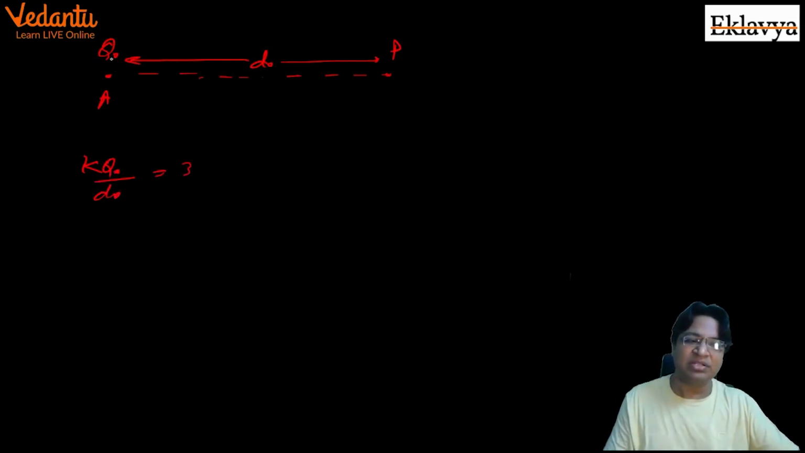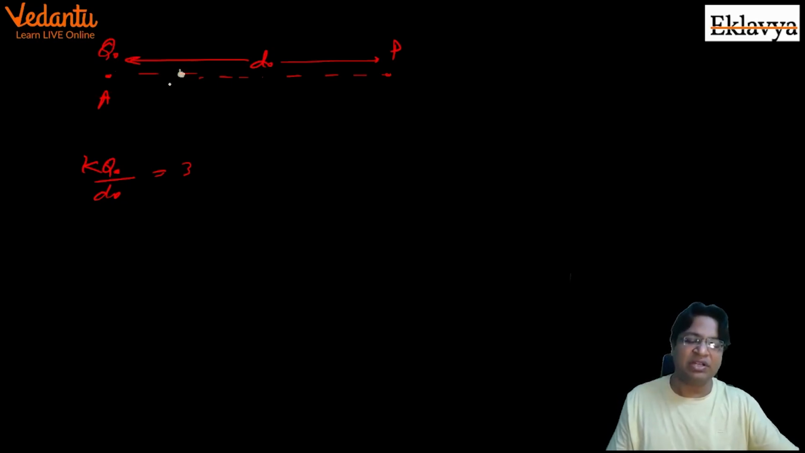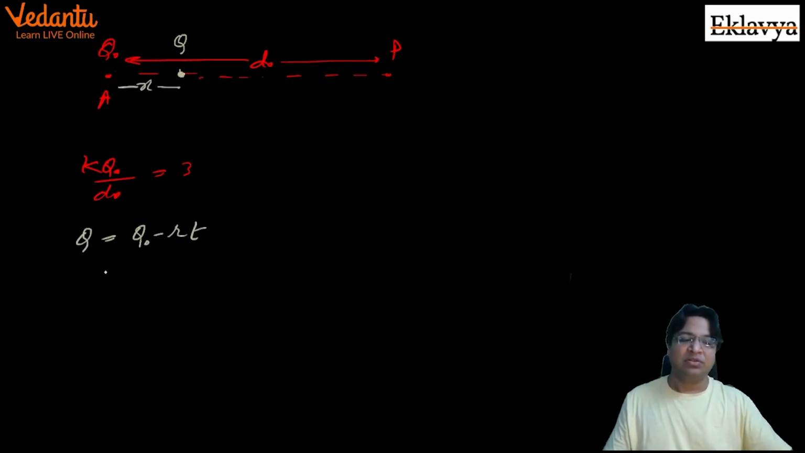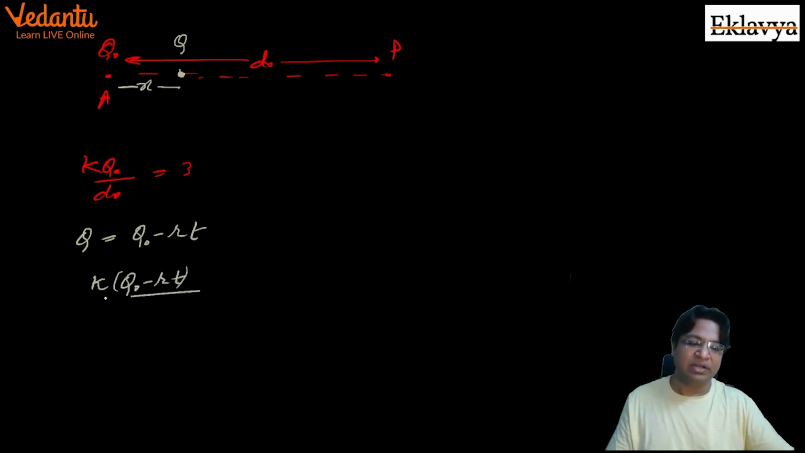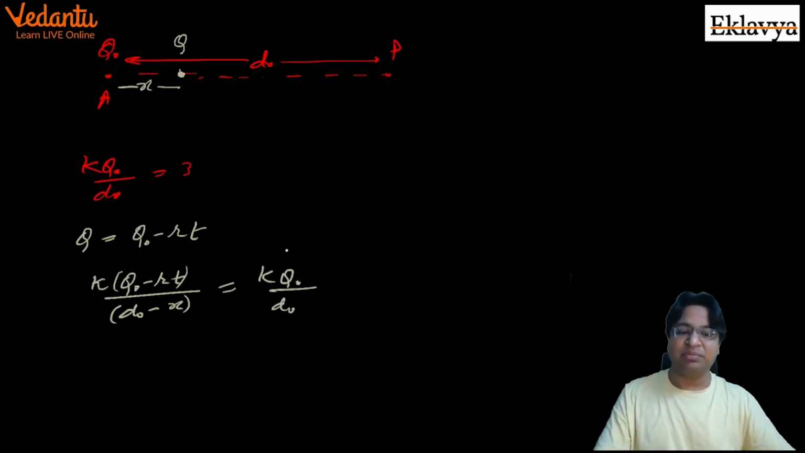Now the charge starts leaking and it is traveling. So what is happening is that the charge has come here and the value has become Q. How is Q written? Q can be written as Q naught minus RT, where R is the constant rate at which the charge is leaking. Let's say this distance is X. So the new potential would be written as K times Q naught minus RT, divided by D naught minus X. This would be the same as the previous value, K Q naught by D naught, because the particle is moving in such a manner that the potential at P remains constant.